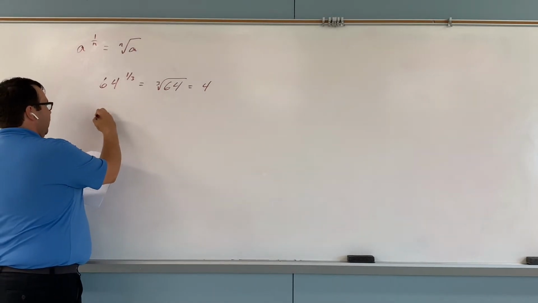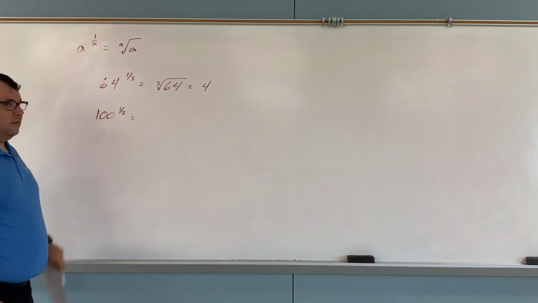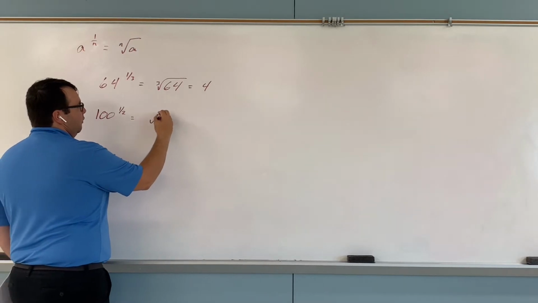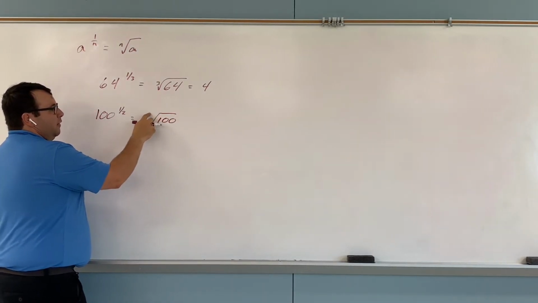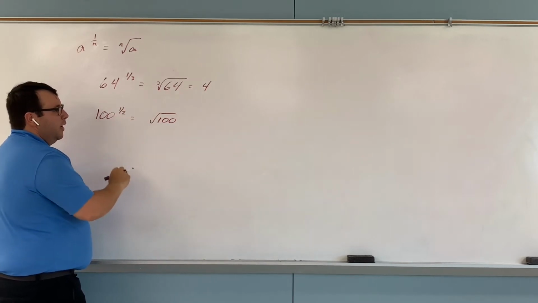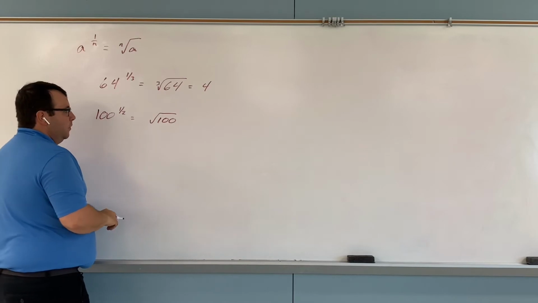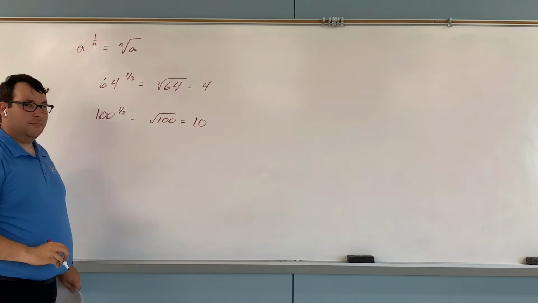Let's try another one. Very easy one. 100 to the 1/2 power. Converting this would be the square root of 100. This is a root index of 2, so I'm not going to write it. It's already implied. This is a power of 1, so I'm not going to write it. It's already implied. So what is the square root of 100? 10. That's it.